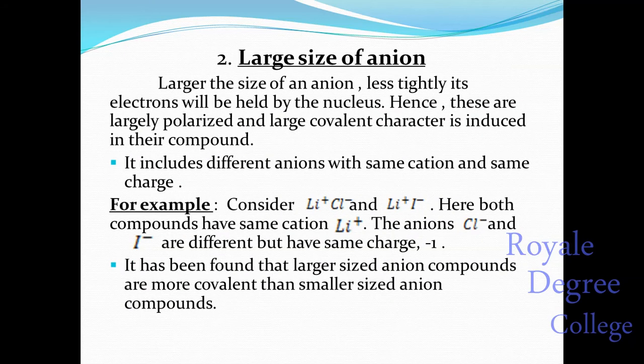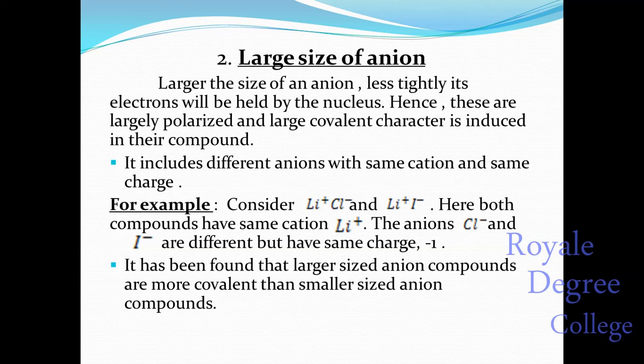Next is large size of anion. The larger the size of an anion, the less tightly its electrons will be held by the nucleus. Hence, these are largely polarized and large covalent character is induced in their compounds. It includes different anions with the same cation and same charge.